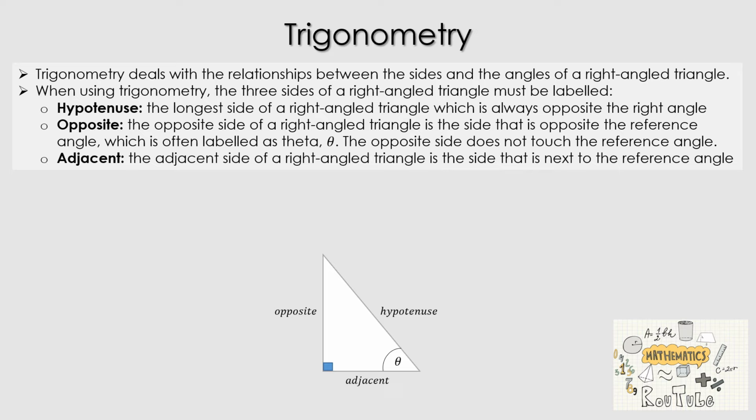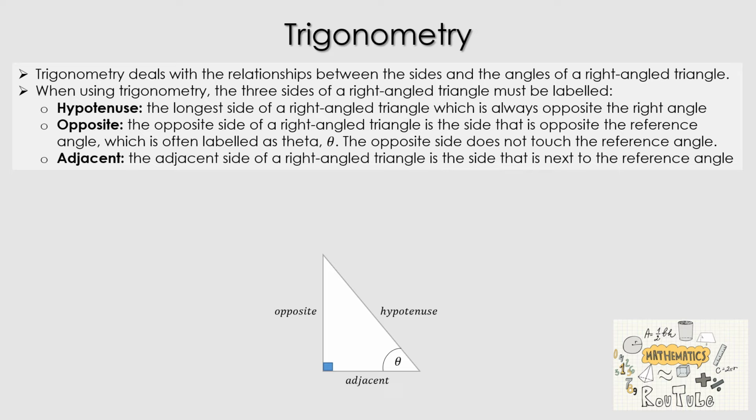Next, we need to label the opposite side. So the opposite side of a right-angled triangle is the side that is opposite the reference angle. Okay, and the reference angle is often labeled using theta, which we can see that symbol there in the bottom right-hand corner of that right-angled triangle. So the opposite is opposite the reference angle. The opposite side does not touch the reference angle, which we can see clearly.